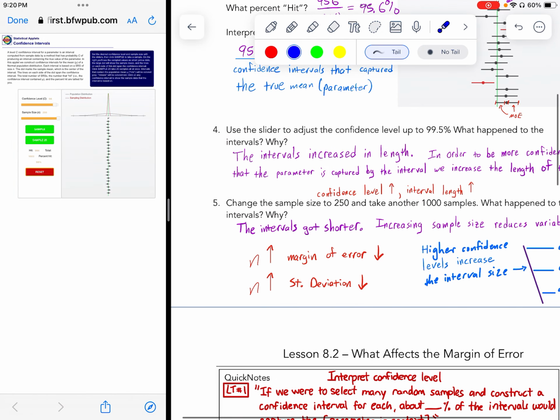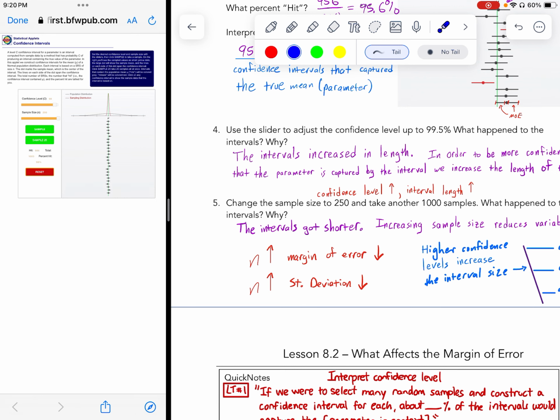And what's happening is, as n gets larger, your standard deviation goes down. And because your standard deviation goes down, your margin of error goes down. So your intervals are getting narrower.